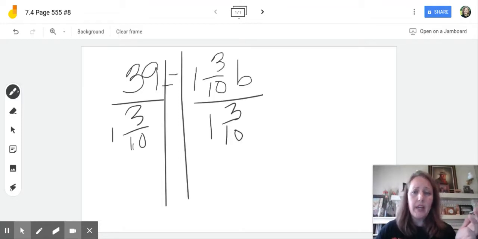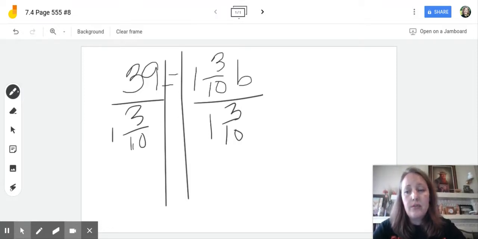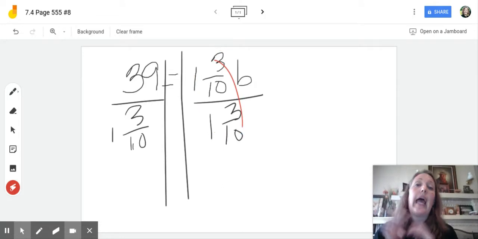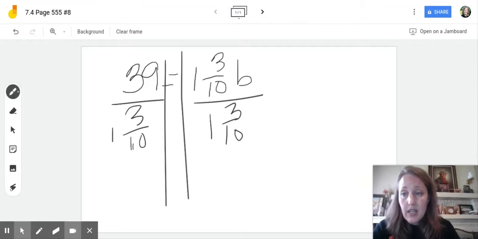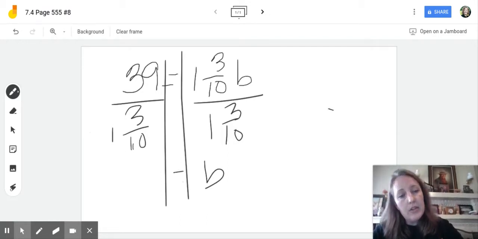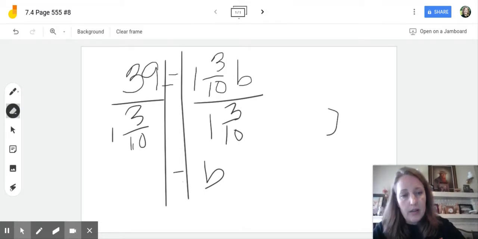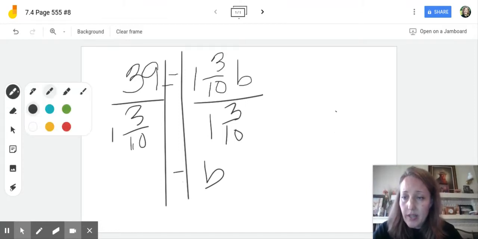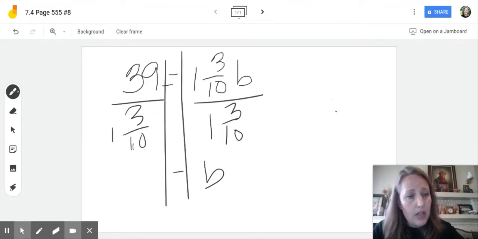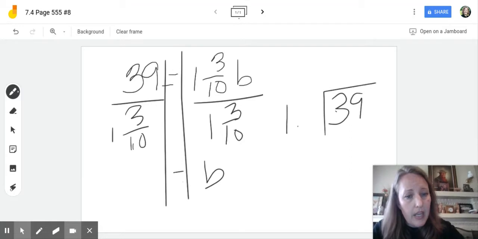Ready? 39 divided by 1 3/10. 1 3/10 divided by 1 3/10 right over here is going to be 1. Anything divided by itself is 1, and 1 times anything is that thing. So on this side of the equation, we have b. We have isolated the variable, and now I'm going to take 39 and divide it by 1 3/10, only I'm going to make it into a decimal.